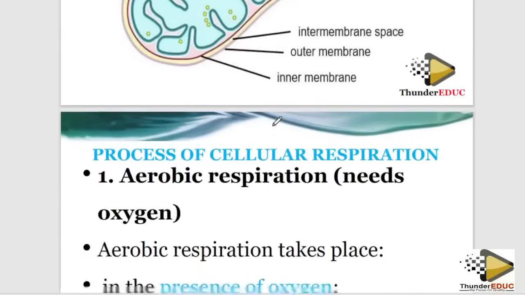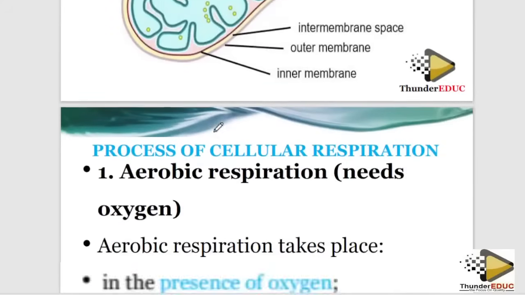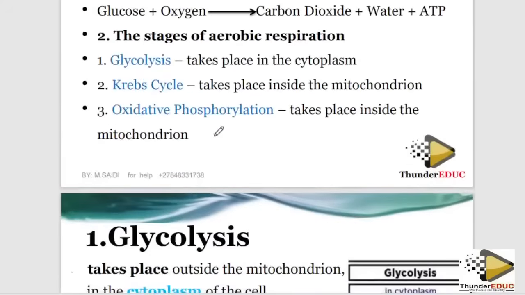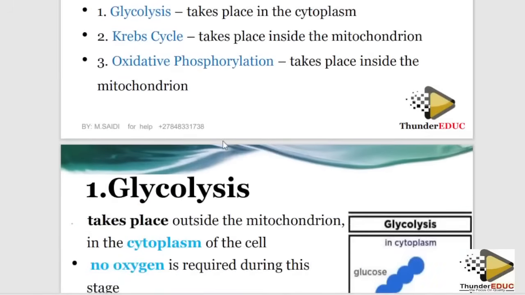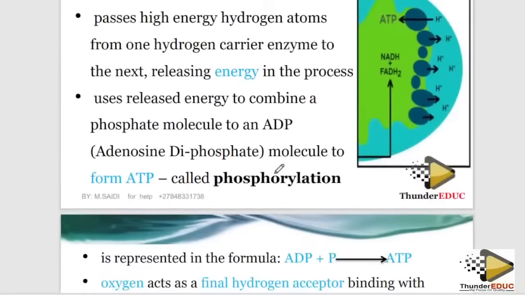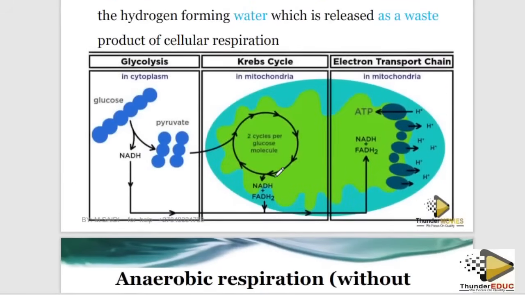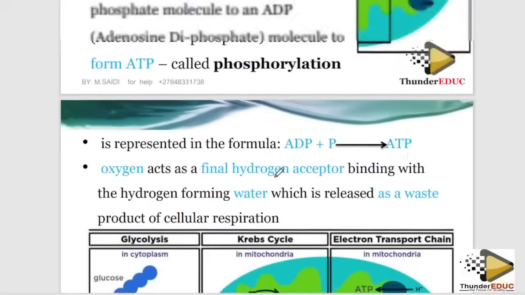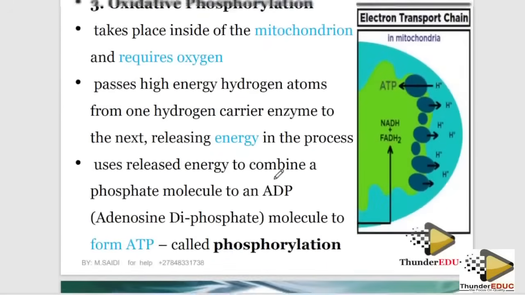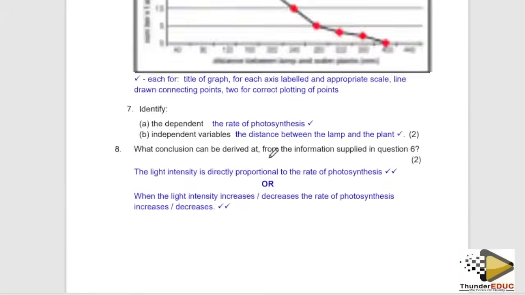Let's go to this. So outer membrane, inner membrane. I explained it in a video so you can find it. Process of Krebs cycle. Should I explain this? But I explained it. Okay, just in 1 minute, let me show you. Krebs cycle, oxidative phosphorylation. Okay, let me show you.